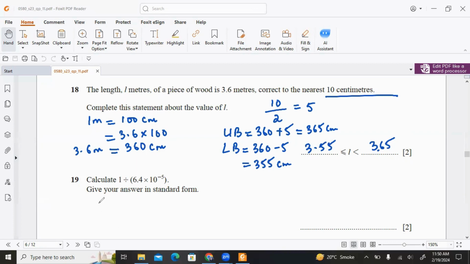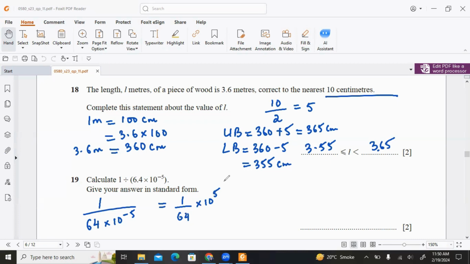Then if we look at question 19, it says calculate 1 divided by 6.4 times 10 to the power of -5, giving your answer in standard form. I'm just going to rewrite this as 1/6.4 times 10 to the power of -5. Then I'm going to rewrite this as 1/6.4 times 10 to the power of +5. The reason it's +5 now is because when we move powers from the denominator to the numerator or vice versa, the sign of the power changes.